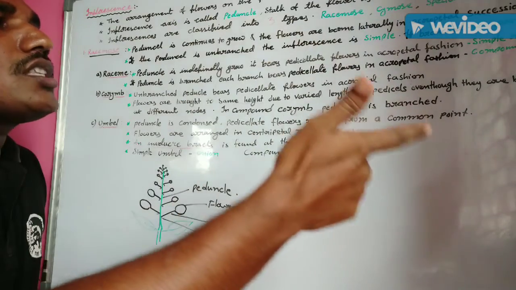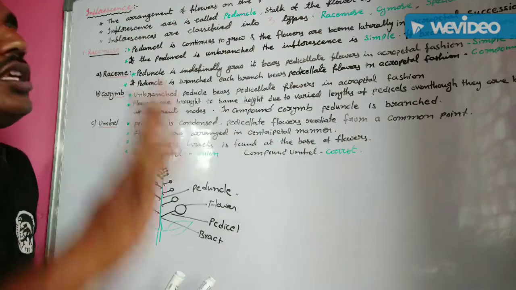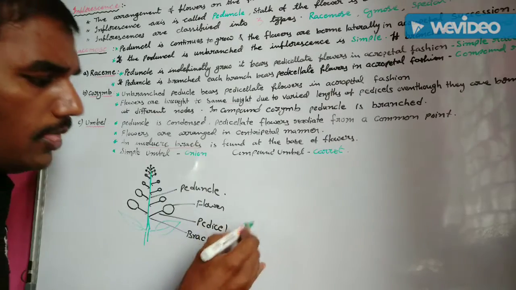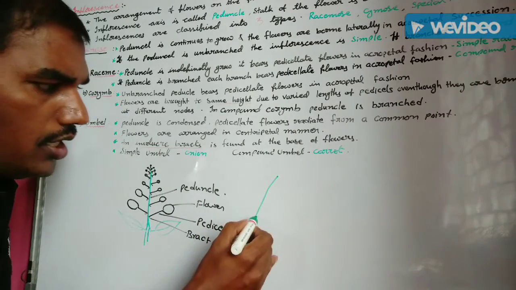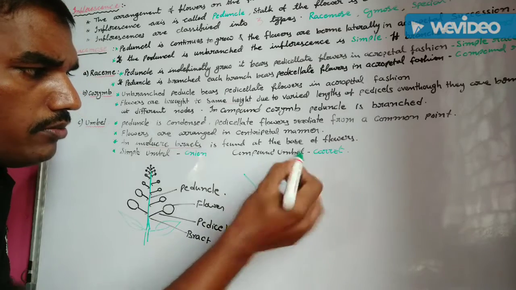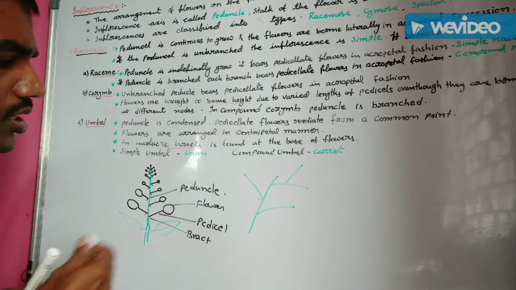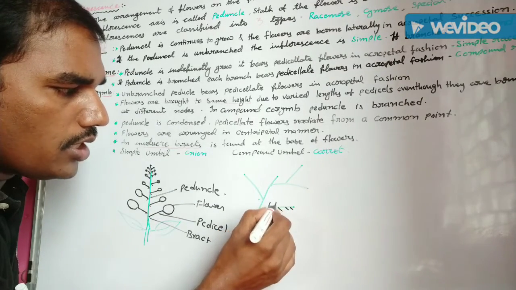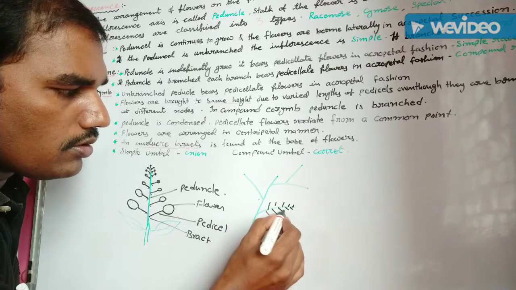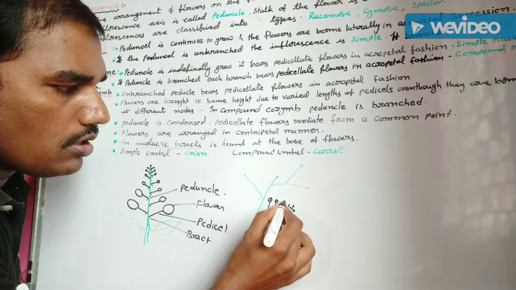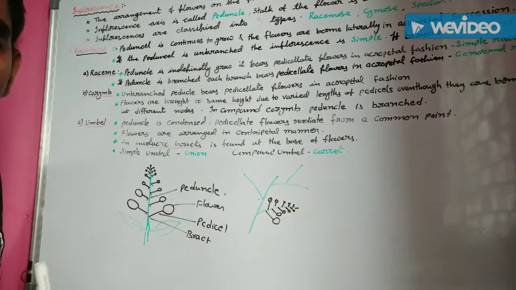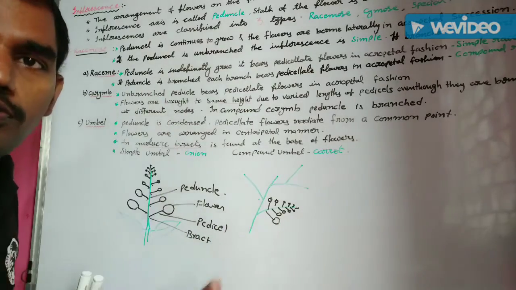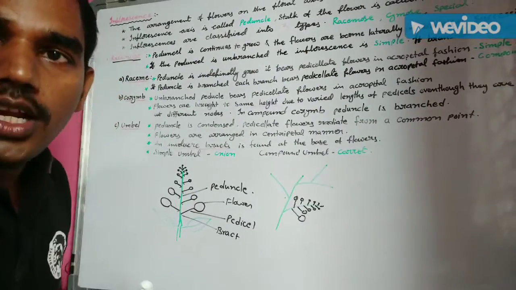Next one. If the peduncle is branched, each branch bears pedicellate flowers in acropetal fashion. This means each branch resembles a simple raceme. This type of inflorescence is known as a compound raceme. This means the inflorescence axis is indefinitely growing and also branched. Every branch resembles a simple raceme, with flowers arranged in acropetal fashion. This type is known as a compound racemose inflorescence. Example, Mangifera indica.